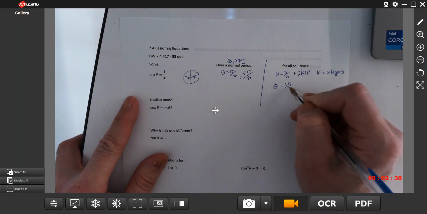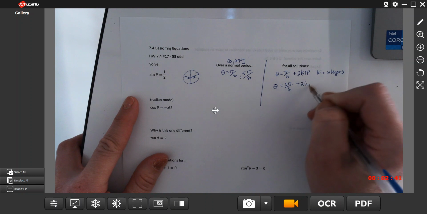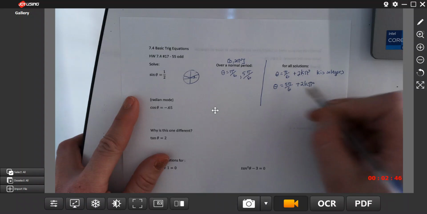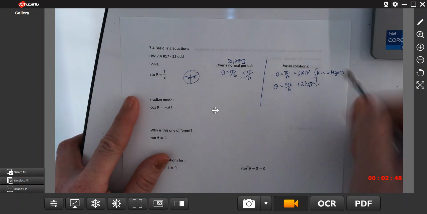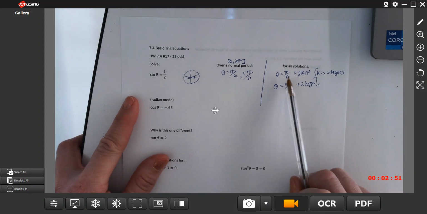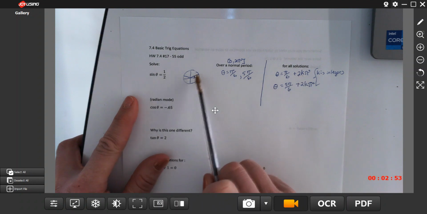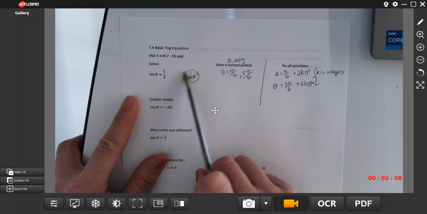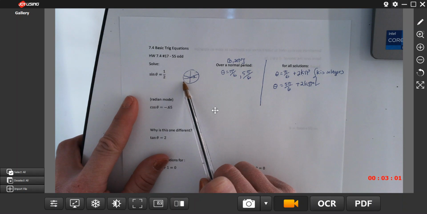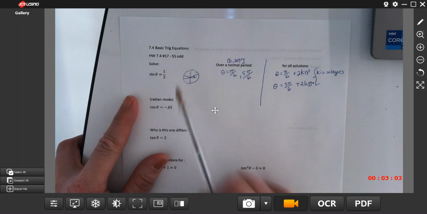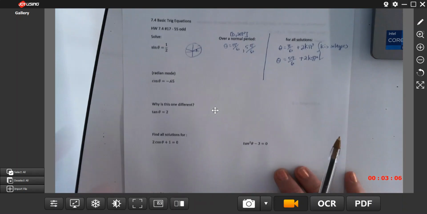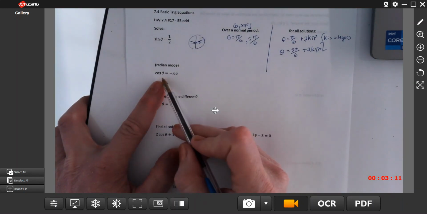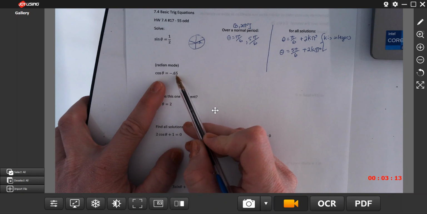And then likewise for the other one. If we start at 5 pi over 6 and we go all the way around the circle as many times as we want in any direction, that gives us another whole set of solutions. Now, I could not say it's pi over 6 plus pi, thinking that I'll go halfway and then halfway, because notice that would be different. If I went halfway around the circle, I would land over here, and sine is not 1/2 there, it's negative.